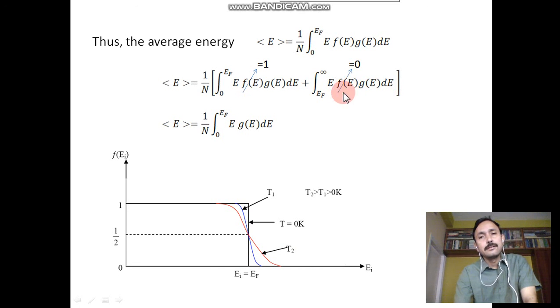In this space from EF to infinity, F(E) is 0, so putting 0 here, this integration term becomes 0. And here F(E) becomes 1, so the integration term becomes E g(E)dE. So average energy E is equal to 1 by N integration 0 to EF E g(E)dE.